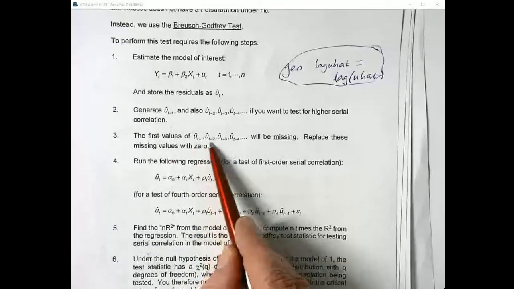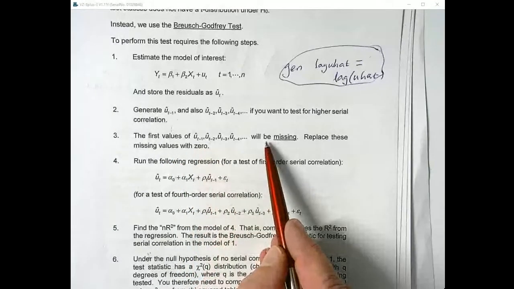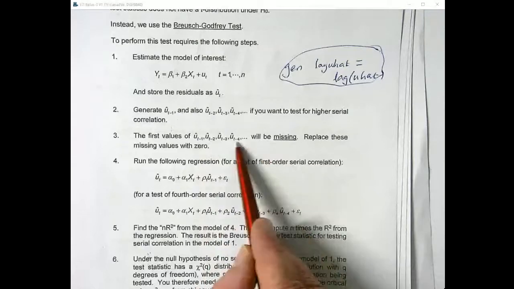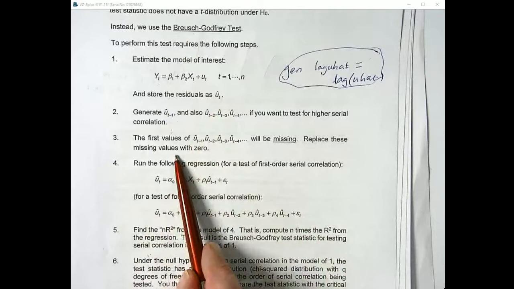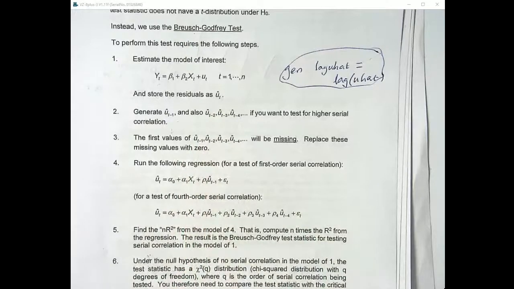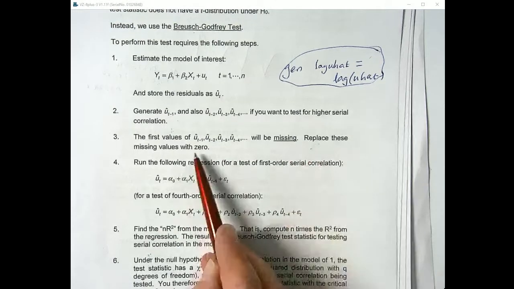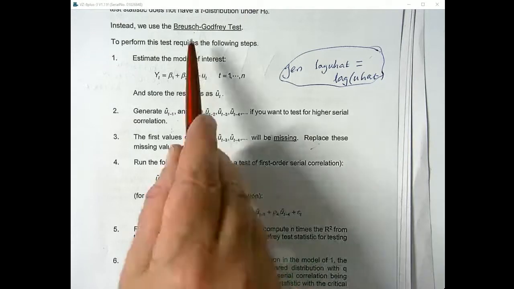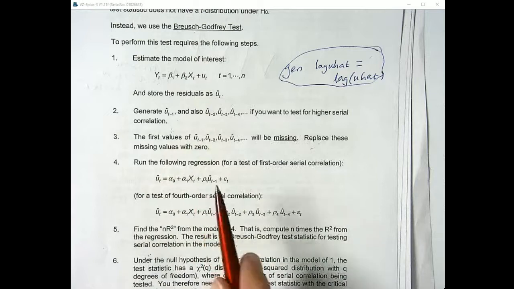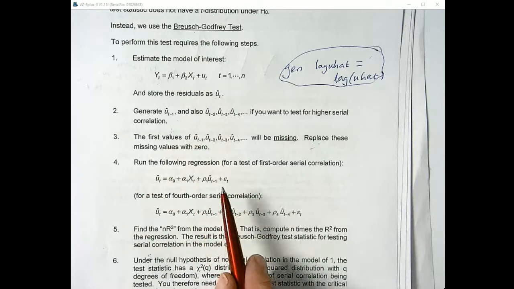Now, the first values of the lags will be missing. This is quite important. They're missing values. For the purpose of this test, you replace these missing values with 0. Remember, residuals are 0 on average. They take positive values and negative values. They're 0 on average. So replacing residuals with 0 does not seem too serious a change. But when we're doing the Breusch-Godfrey test, that's just something that happens in the process of doing the test.